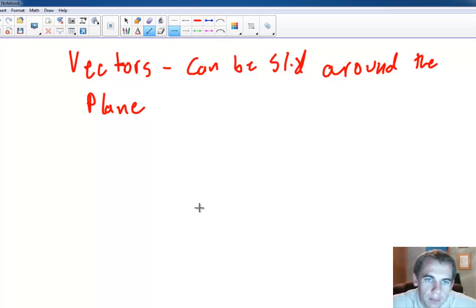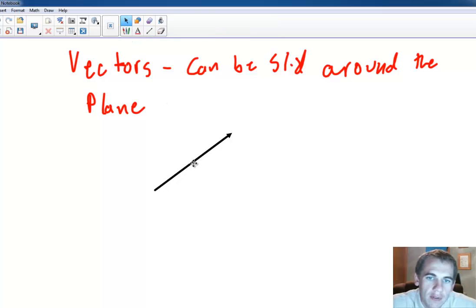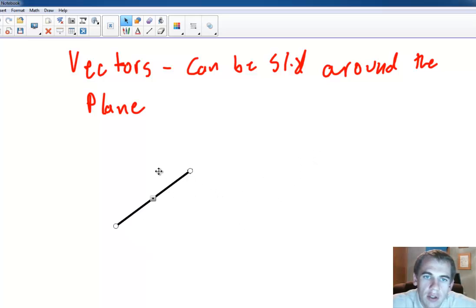So here's a vector. Now I'm going to take that vector and I'm going to move it from here to here, and from there to there, from here to there.